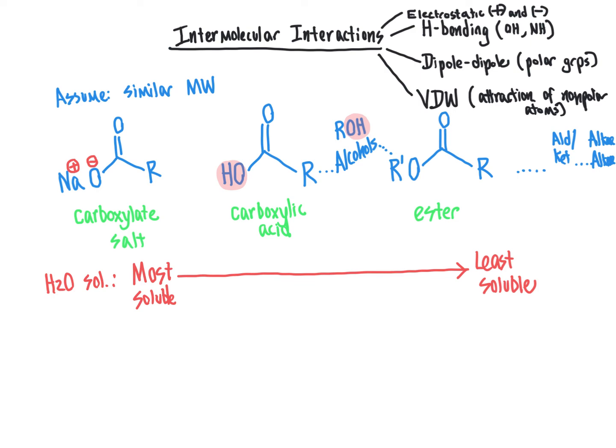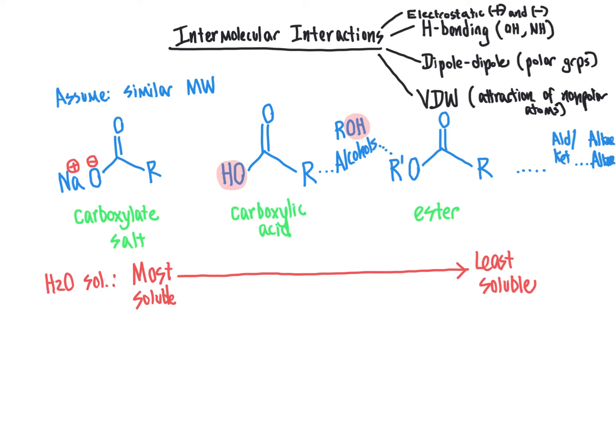And so this is going to be our general lineup when we're assuming that the molecules have a similar molecular weight. If the molecules don't have a similar molecular weight, and that dissimilar molecular weight is due to an alkyl chain being longer in one molecule than the other, the presence of an alkyl chain will lower the solubility. So if you're dealing with two molecules and one of those has a longer alkyl chain than the other, that alkyl chain is going to serve to reduce the water solubility, making the molecule less water soluble.